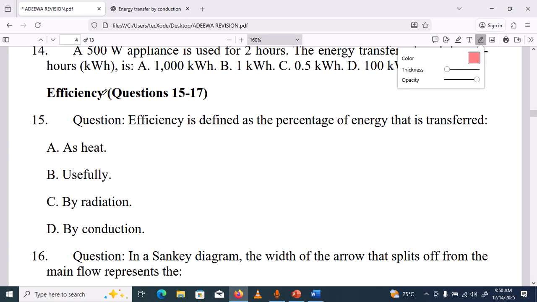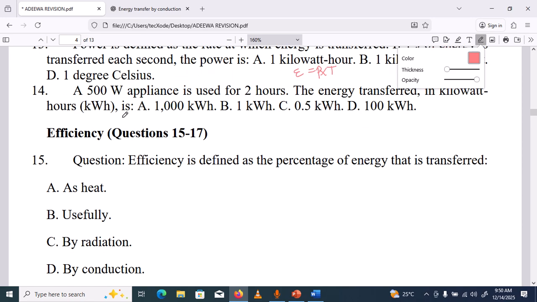Number 14. If a 500 watt appliance is used for 2 hours. Now the key thing I'd like you to take note of is the unit. It's measured in kilowatt hours. So we just do watts times the time, then we convert to kilowatts. So 500 to kilowatts will be 500 divided by 1000, that will be 0.5 kilowatts. Now I will multiply the 0.5 kilowatts by 2 hours. So that is going to be 1 kilowatt hour. So the answer would be option B.